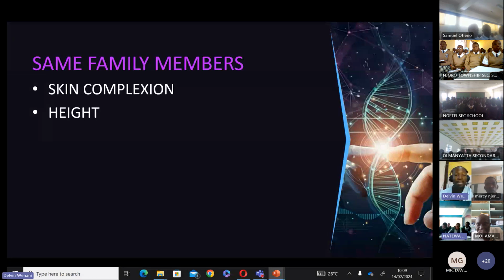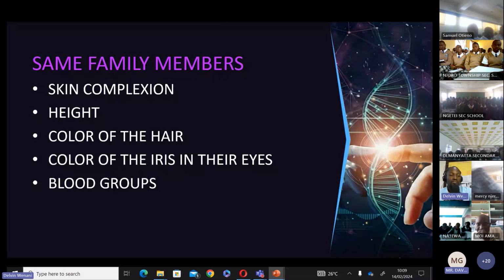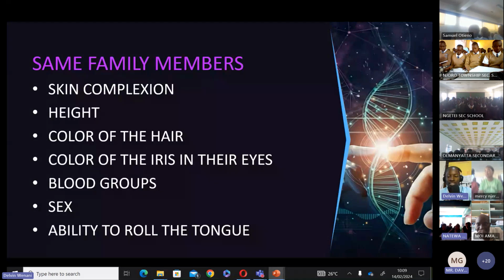From the same parents, the color of the iris in the eyes can be different. Even blood groups: some members of the family have different blood groups. We also have sex: some are male, others female, from the same parents. That's variation. Also the ability to roll the tongue: in the same family, from the same parents, some have inherited the characteristic while others are unable to roll their tongue.